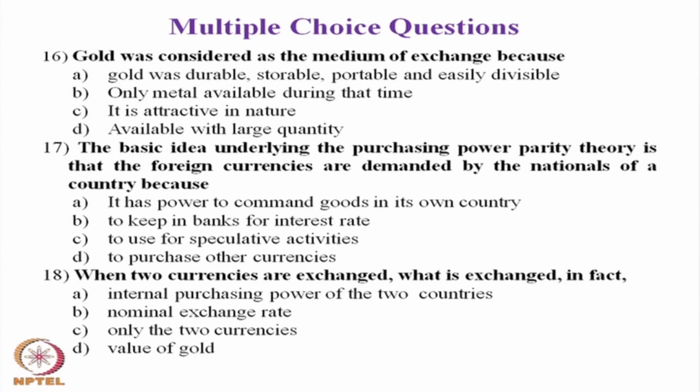Question number 17 for you is, the basic idea underlying the purchasing power parity theory is that the foreign currencies are demanded by the nationals of a country because the choices for you are A. It has more power to command goods in its own country, B. to keep in banks for interest rate, C. to use for speculative activity, D. to purchase other currency. Mark the answer, keep it with you.